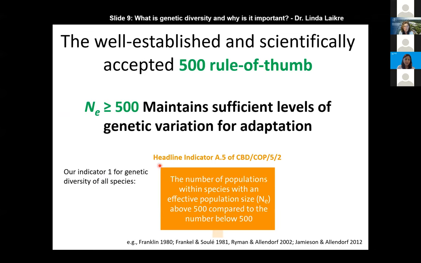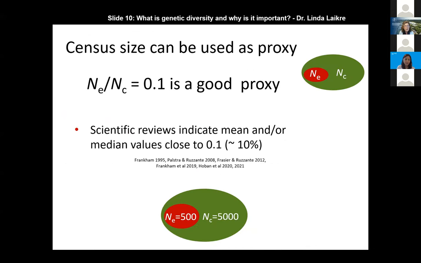And that's now proposed as headline indicator A5 for the COP document discussing the indicators. And if we don't, we can use census size as a proxy for NE. We can estimate NE from molecular data, but if that's not possible, we can use this general relationship between NE to NC, which is typically 0.1. That's been shown in several scientific reviews. There's variation between taxa, but this is a mean or median value that's being reported.